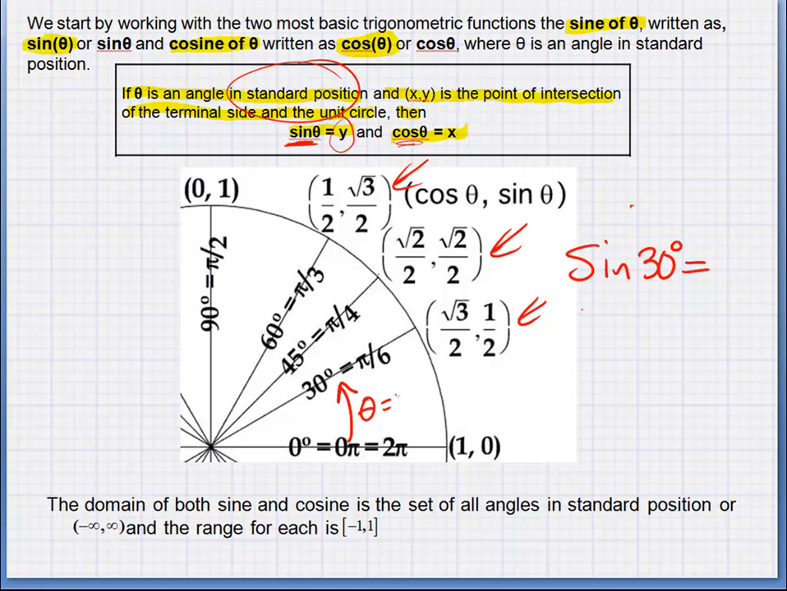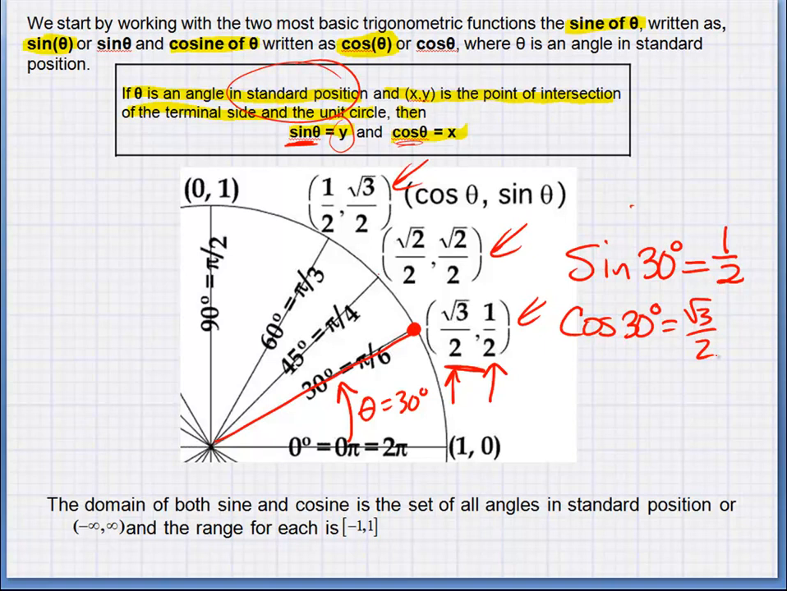Here's my angle, theta, it's 30 degrees. If I know the intersection point for the terminal side on the unit circle, this is it right here, then I can find the sine of 30 degrees by primarily just looking at the y-coordinate. The y-coordinate's a half, so the sine of 30 degrees is a half. If I want to find the cosine of 30 degrees, I have to look at the x-coordinate for that intersection point. That's square root of 3 over 2. So the cosine of 30 degrees is square root of 3 over 2.